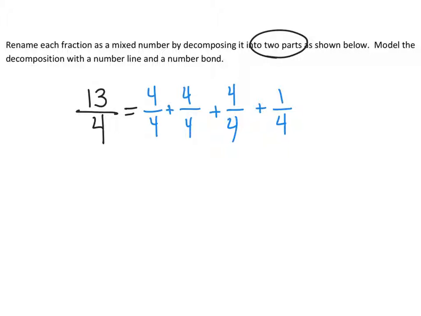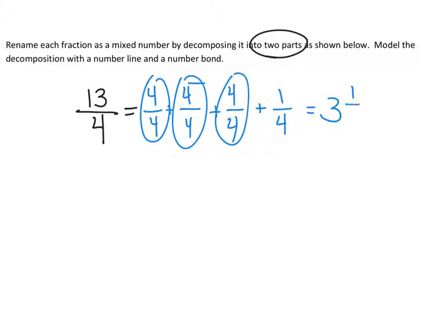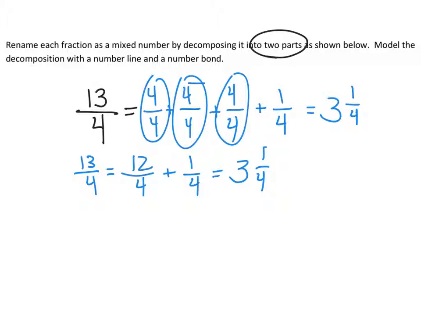So just by looking at this, we could say there are 3 wholes and 1/4. Now if we wanted to show the two parts, we can again show 13 fourths equals, pull 12 fourths out because that's close to being 13, and we're left with 1/4. And when we say 12 fourths, we're really trying to say that it's 3 wholes, and then we have a quarter left over. Well, how does this look on a number line?